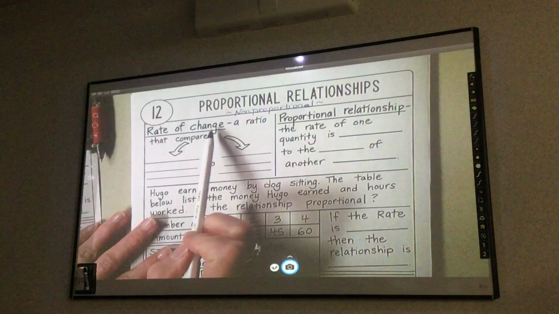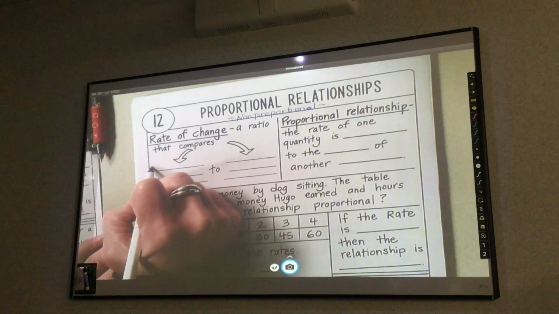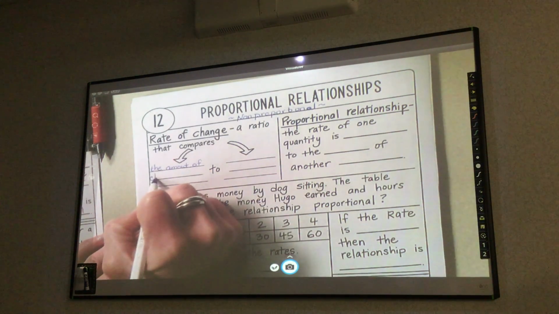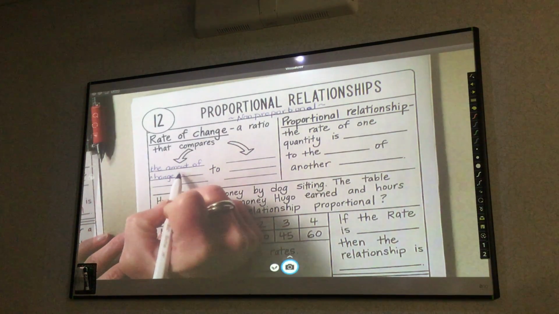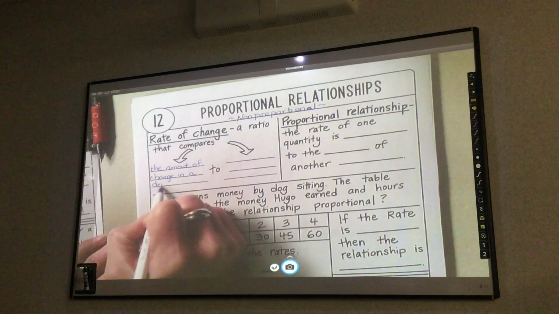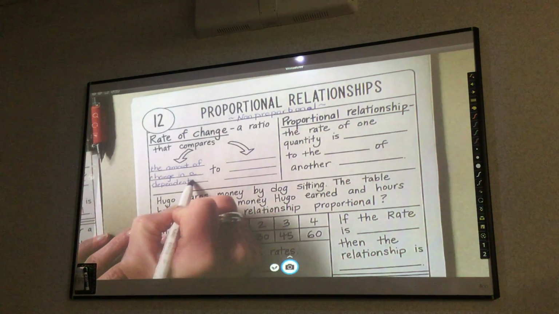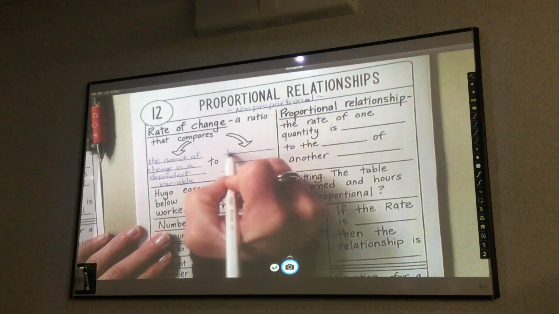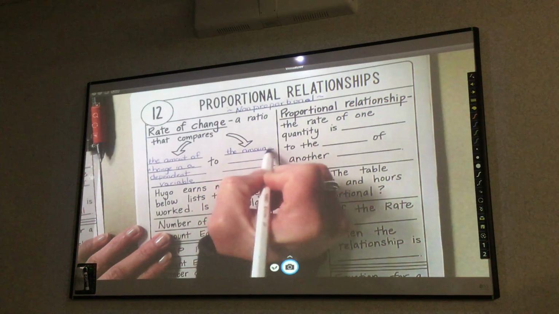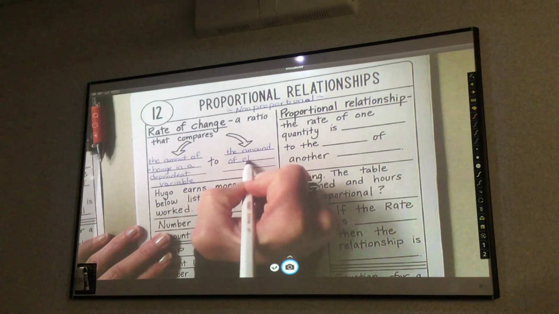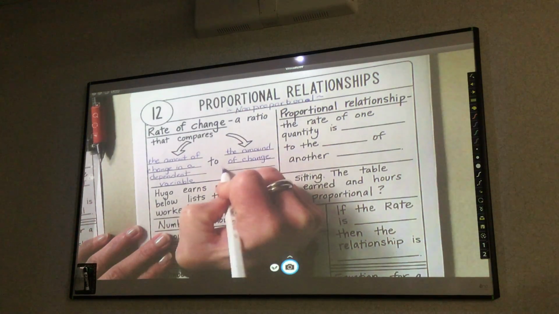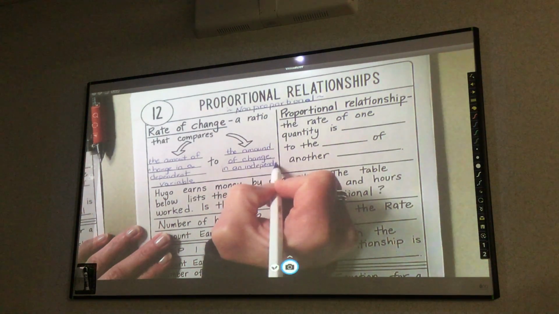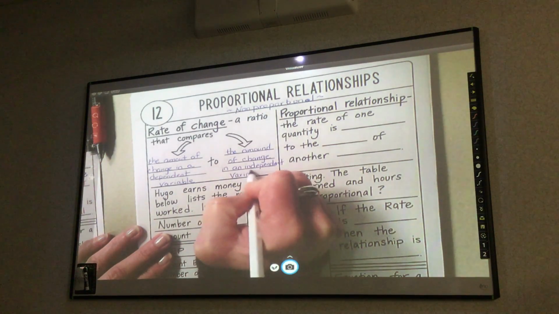So first we have a rate of change, is a ratio that compares the amount of change in a dependent variable to the amount of change in an independent variable.